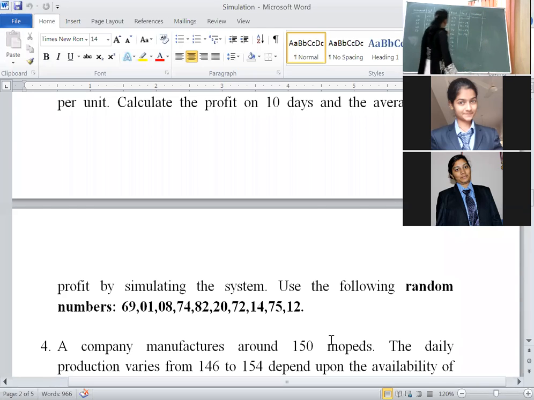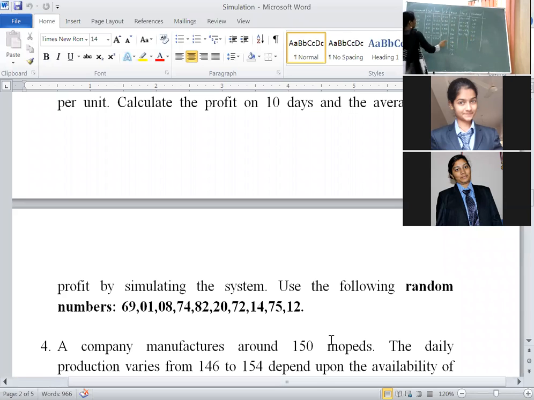Now we have to calculate simulated demand. Random number 69 lies in this particular class interval. The corresponding demand is 40. Second, 01 lies in this particular class interval. The corresponding demand is 10. Similarly, 08 also lies in this class interval. The demand is 10. Next, 74 lies in this class interval. The corresponding demand is 40. Next, 82 also lies in this class interval. The corresponding demand is 40. Next, 20 lies in this class interval. The corresponding demand is 20.